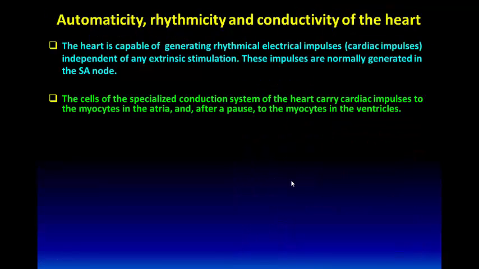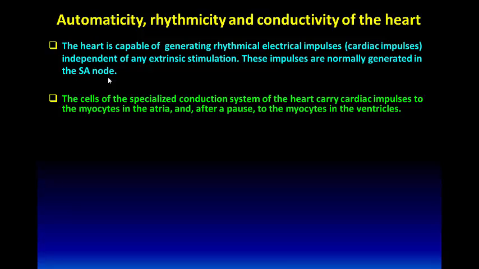So the heart is capable of generating rhythmical electrical impulses, which we call the cardiac impulses, independent of any extrinsic stimulation. And this property is the automaticity and the rhythmicity combined together. This is autorhythmicity. The cardiac impulses are normally generated in the sinoatrial node, and hence the sinoatrial node functions as the normal pacemaker of the heart.